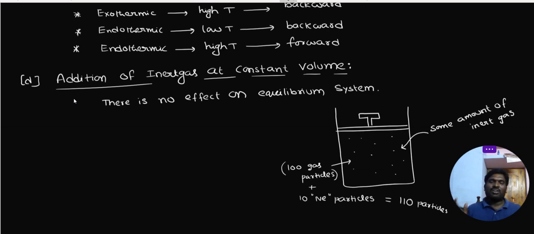Why? Here the volume is constant. So if you add some amount of inert gas particles, overall particles increase, which means overall pressure or overall concentration increases, but the individual particle's concentration or pressure is not changing. That's why there is no effect on the equilibrium system. So very important: there is no effect on the equilibrium system when we add inert gas at constant volume. Very important concept. Now moving to the next one.